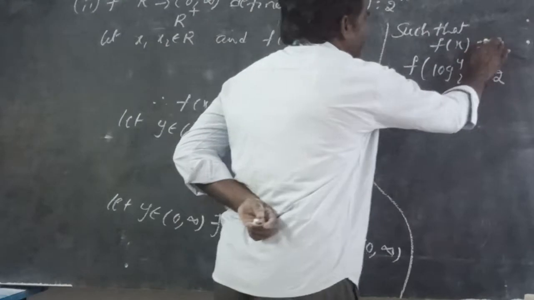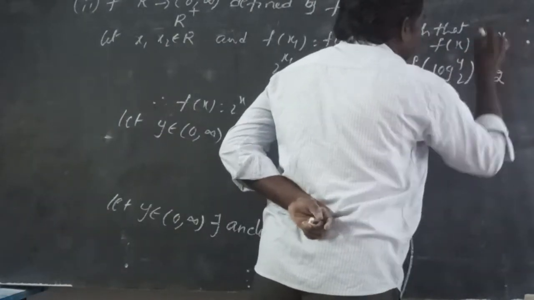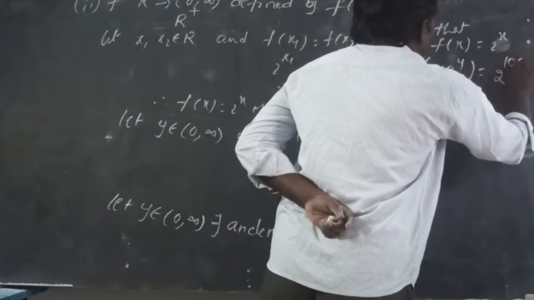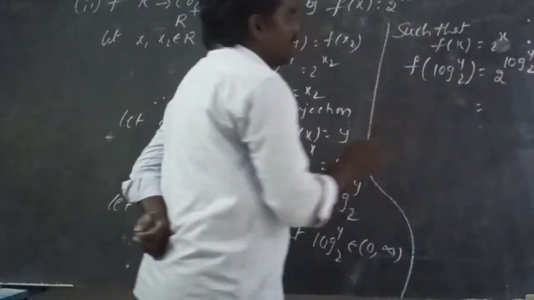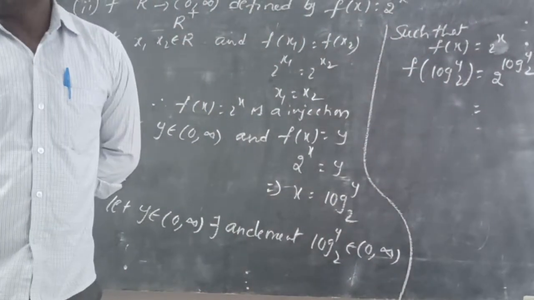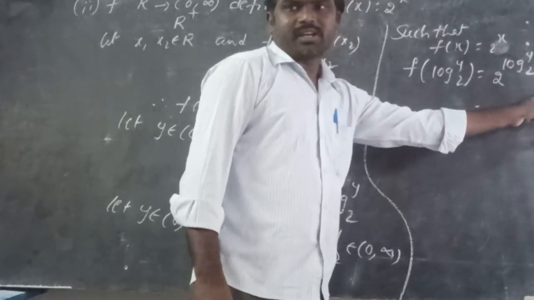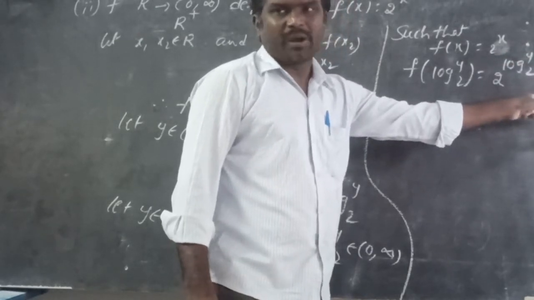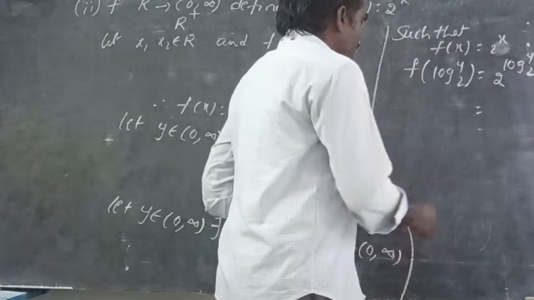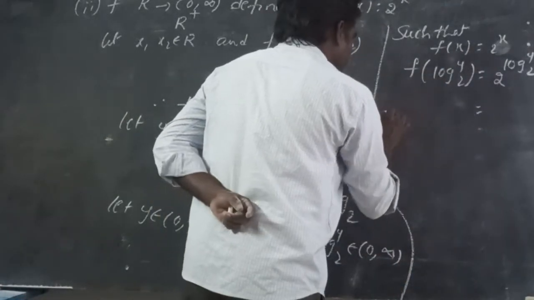f of x is equal to 2 power x. So 2 power log y base 2. In the place of x, you can put log y base 2. Okay, we want to prove f of x is equal to y.